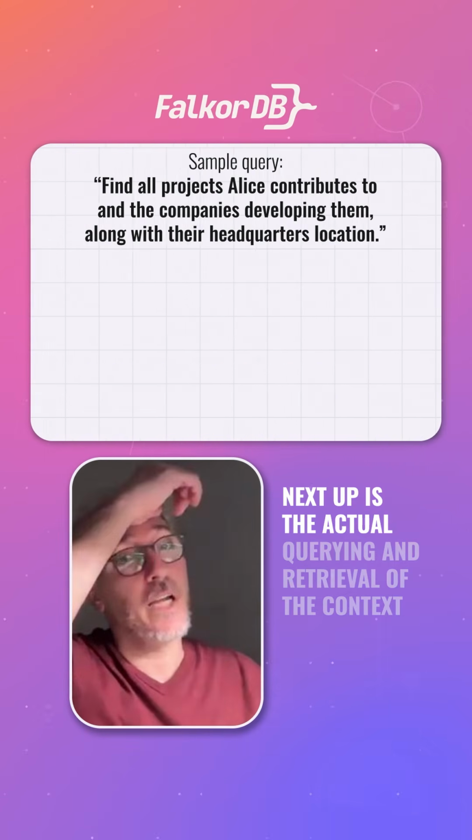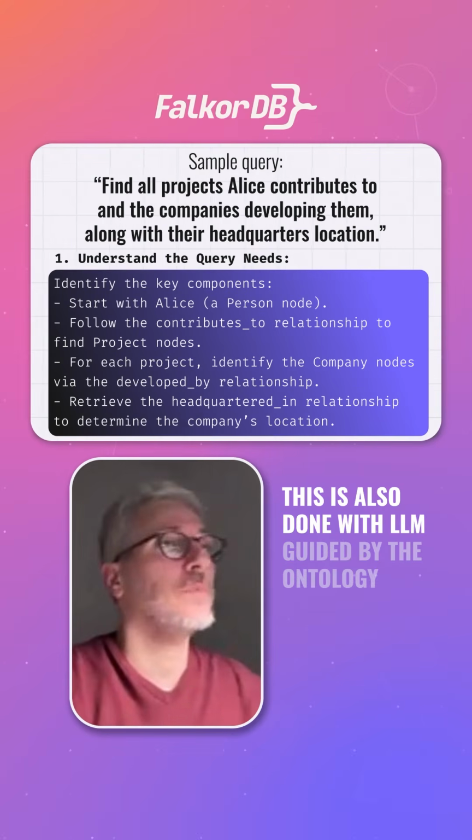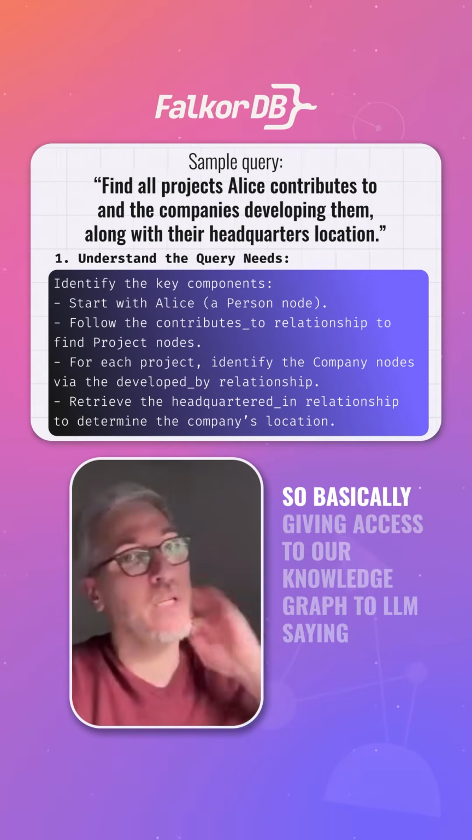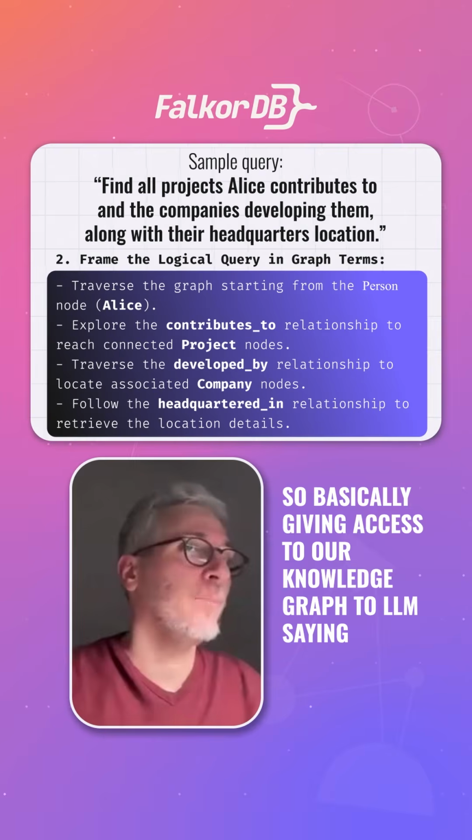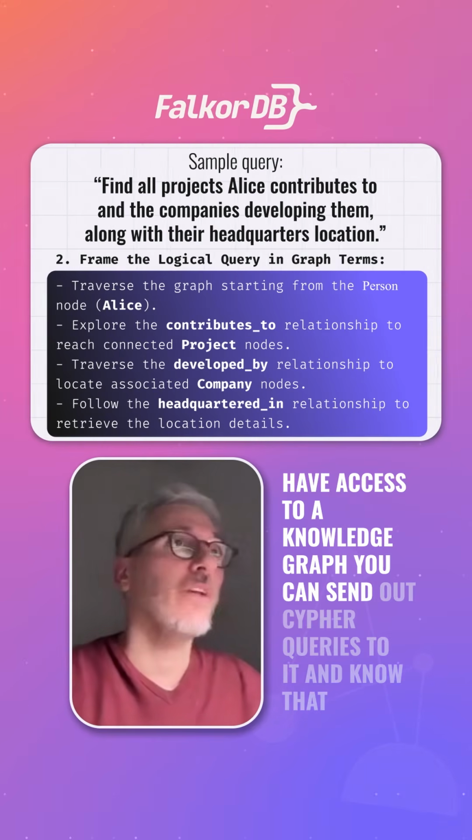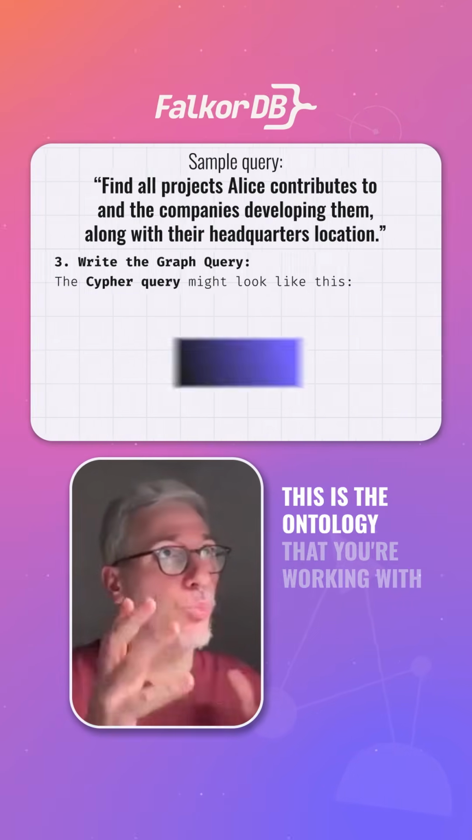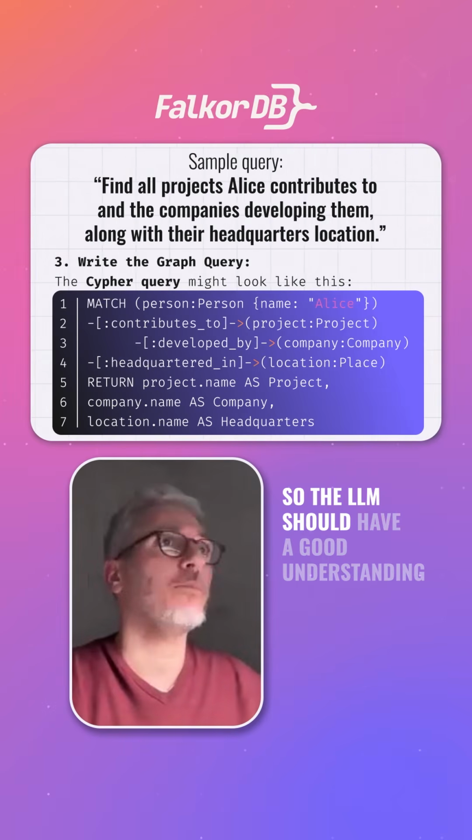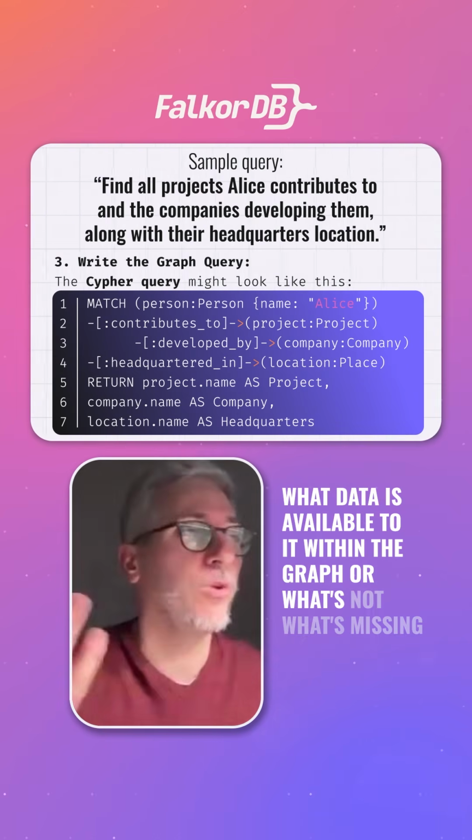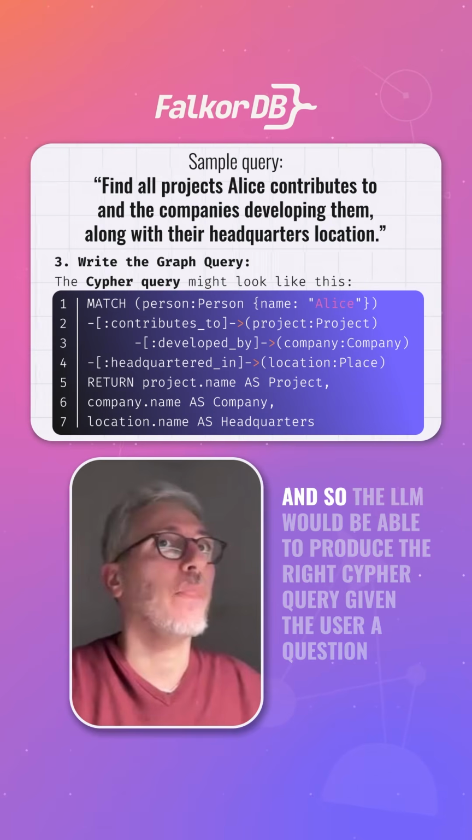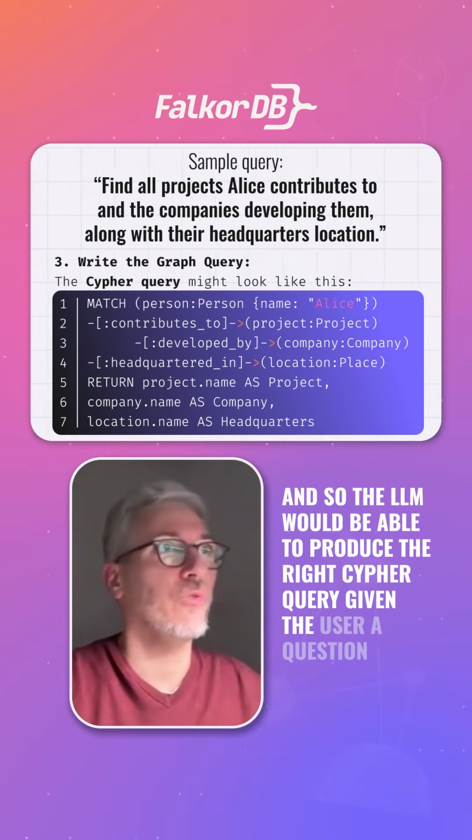Next up is the actual querying and retrieval of the context. This is also done with LLMs, guided by the ontology. So basically giving access to our knowledge graph to an LLM, saying you have access to a knowledge graph, you can send out cypher queries to it and know that this is the ontology that you're working with. So the LLM should have a good understanding what data is available to it within the graph or what's not, what's missing. And so the LLM would be able to produce the right cypher query given the user question.